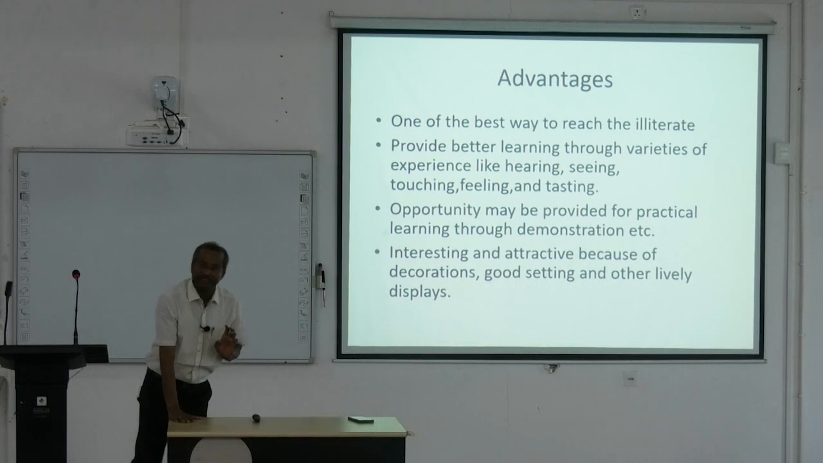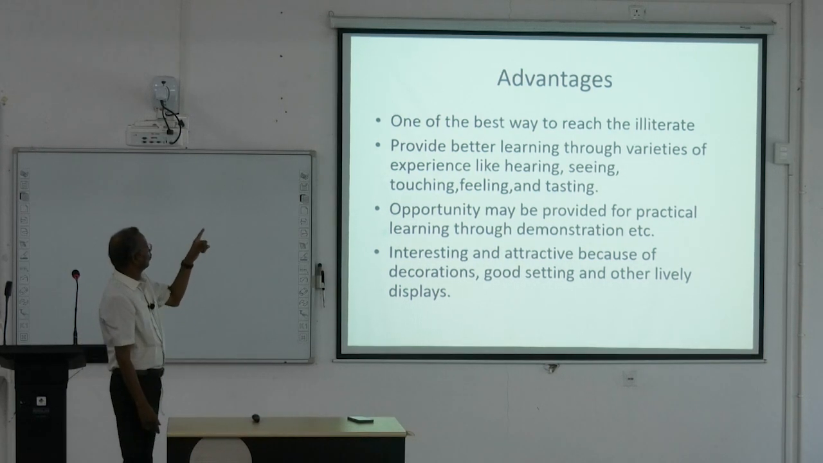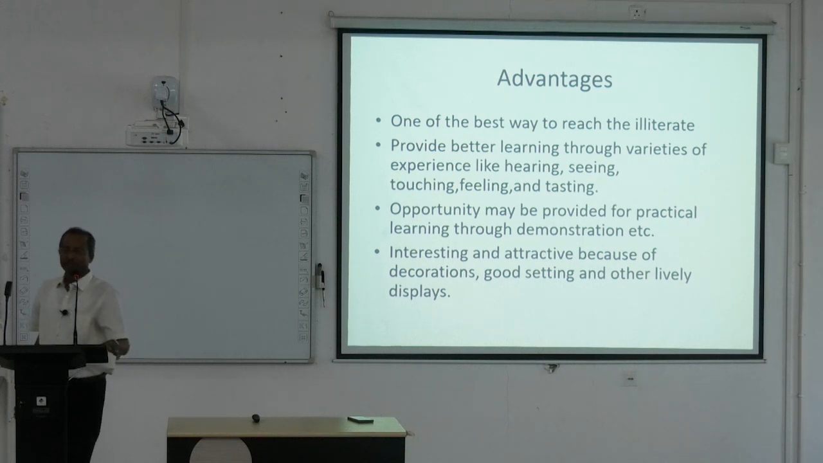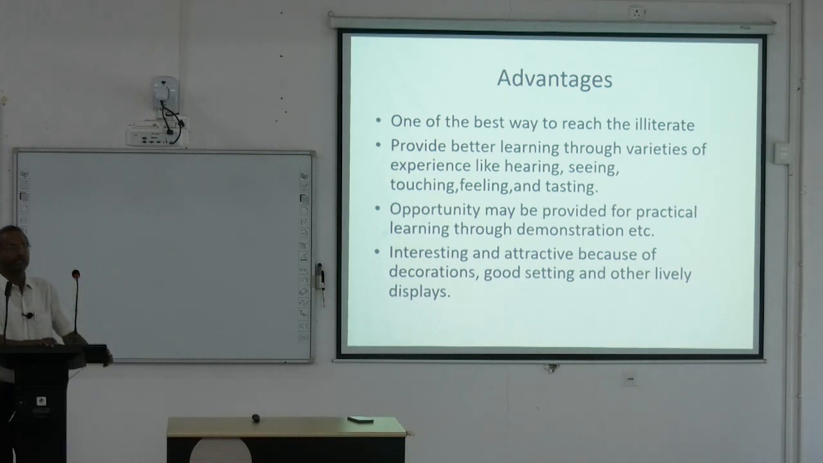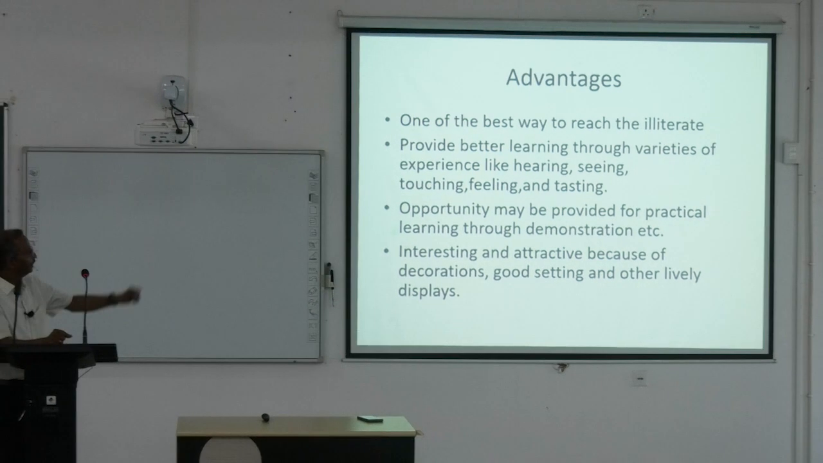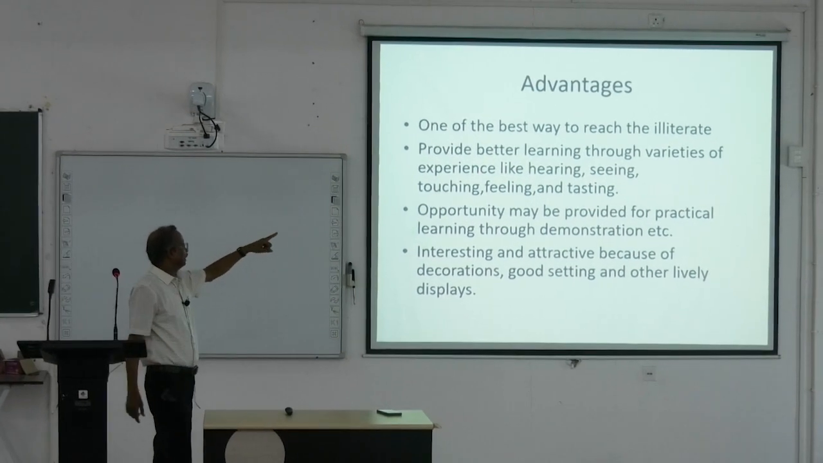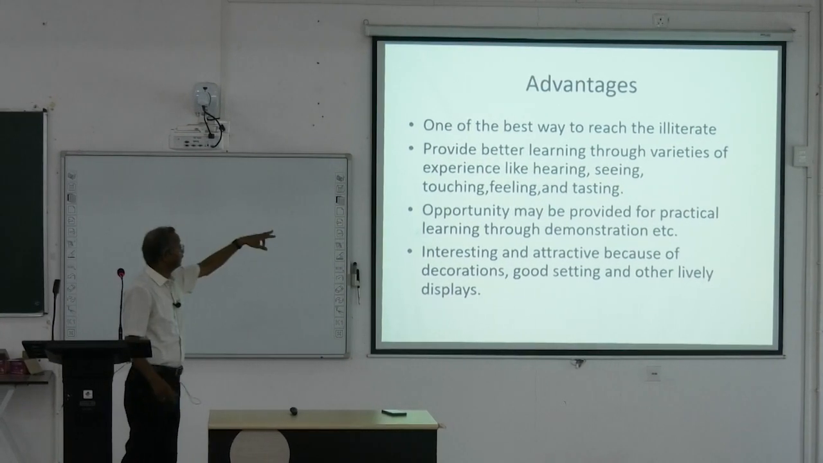Now advantages and disadvantages. Advantage: one of the best ways to reach illiterate people is the exhibition. Mainly visual materials are there, so there is scope for each and every illiterate person. They can go through it, they can understand the meaning. At the same time, to make them understand, the demonstrators are there, they can explain it. So it is the best way to reach illiterate people.